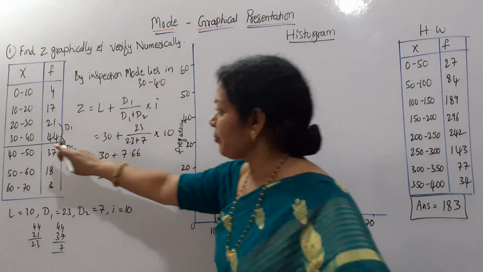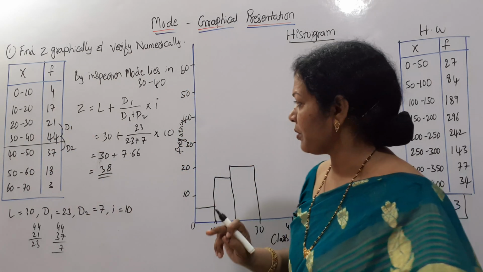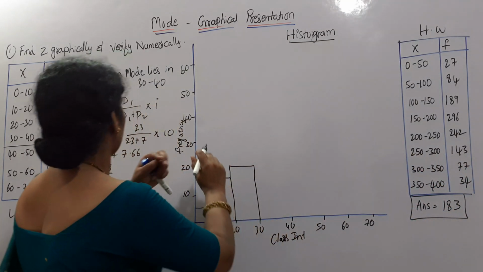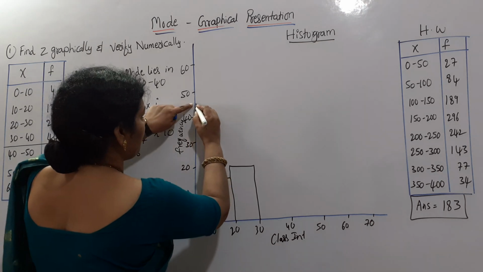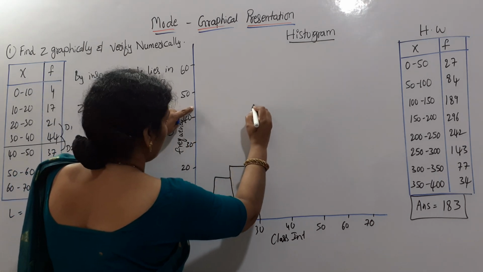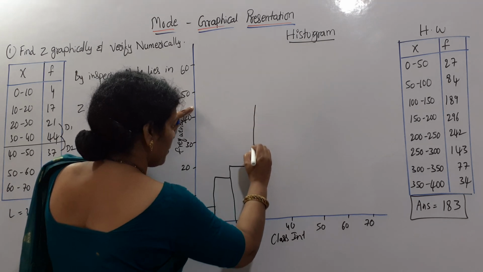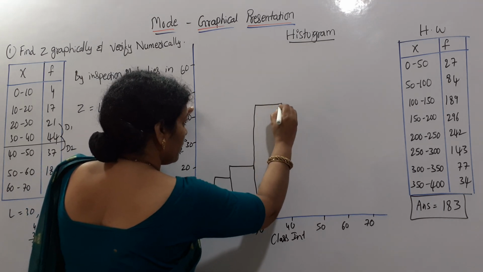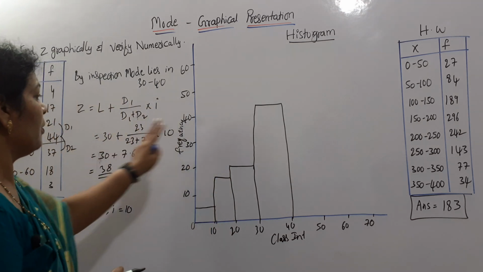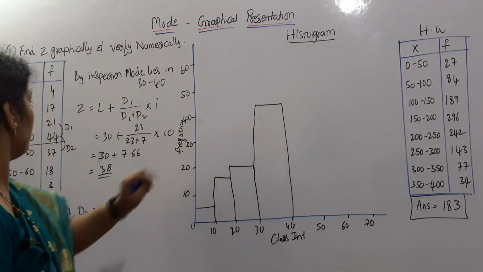Next one, 30 to 40 is 44. 44 means where it will be? This is 45 middle. 44 means just below that. So this is 44. 44 we have drawn, 30 to 40, 44 we have taken.